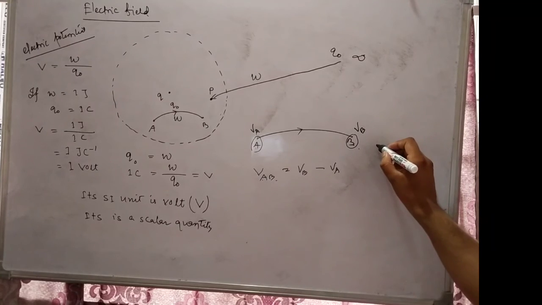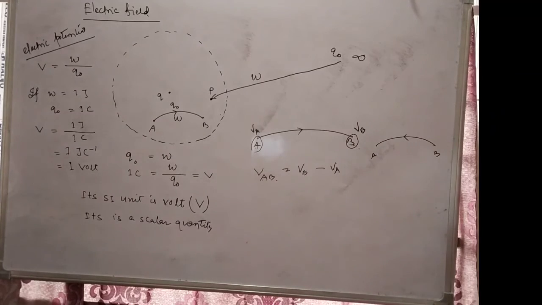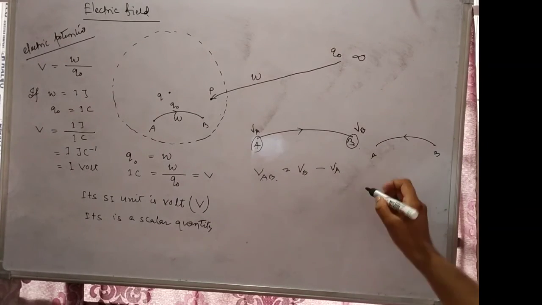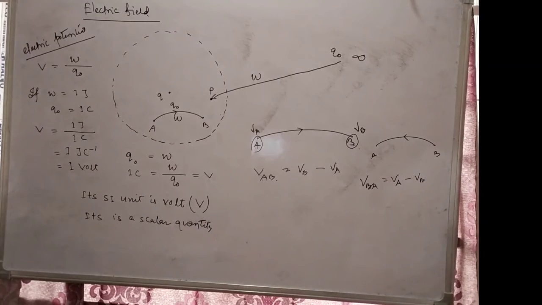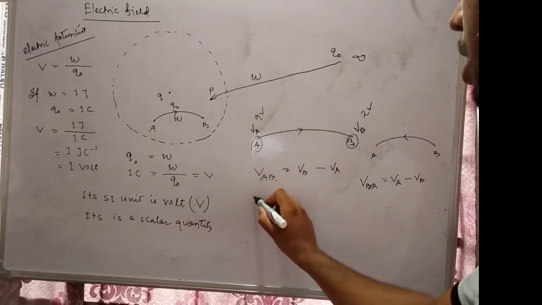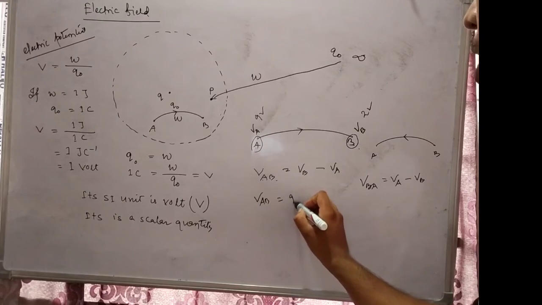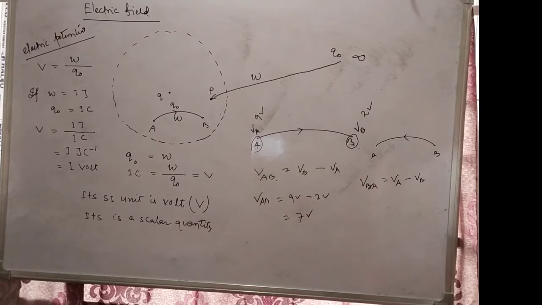Similarly, now if we move the source from B to A, in this case the electric potential difference between B and A is equal to VA minus VB. That means it is final potential minus initial potential. If here the potential is 9 volt and here it is 2 volt, then the electric potential difference between A and B is 9 volt minus 2 volt equals 7 volt. So in this way we can find the electric potential difference.